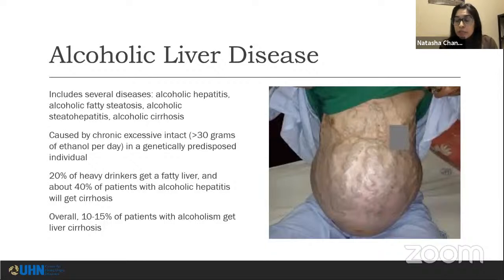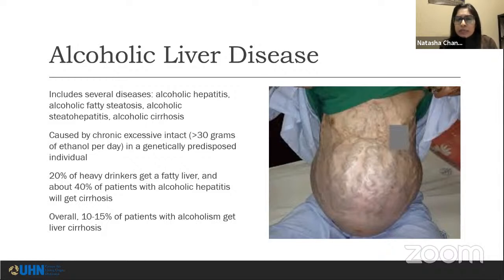The third stage of this disease is a very dangerous stage called alcoholic hepatitis. And in this situation, in severe states, patients are often admitted and they have very high mortality rates. They may present with jaundice and other signs of liver failure. The final stage of this disease is, of course, cirrhosis.